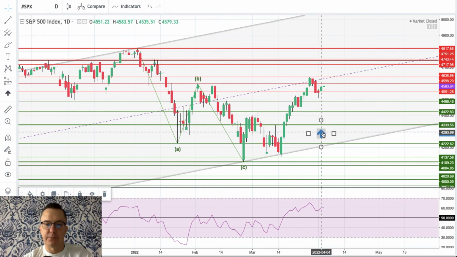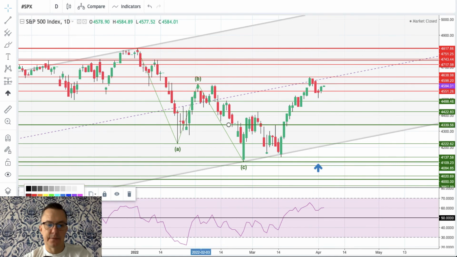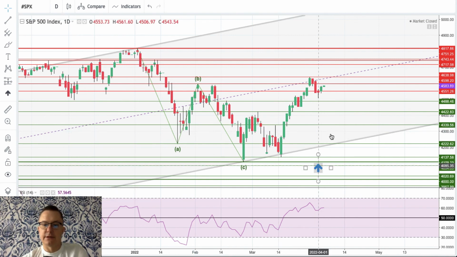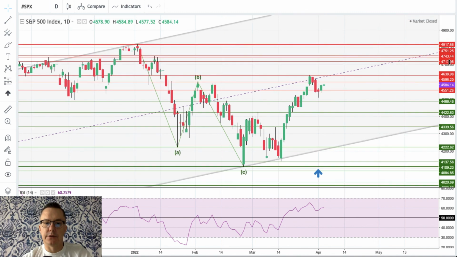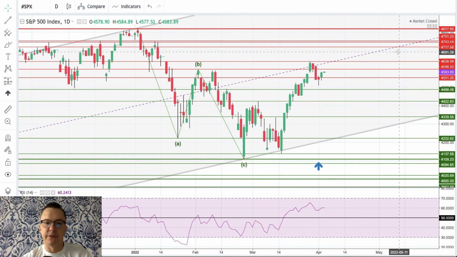The key technical support looks like, I don't want to be very judgmental, but it looks like this level, the level of 4,109. So the low of the wave C is the better technical support for bulls right now. So the outlook is bullish. We are waiting for the breakout to the upper part of the channel, and then of course towards the new highs on the SP500.